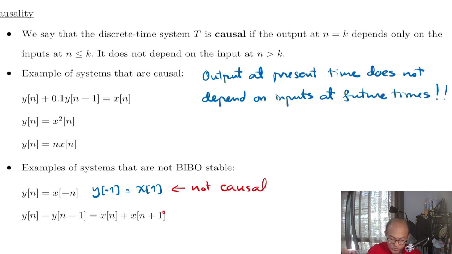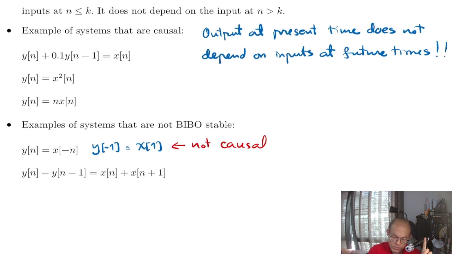This one as well is not causal, because the output at n, which is the present, depends on the input at n minus 1 and n plus 1, which is future. So this is present, and this is future. The value of the present in this case depends on the value in the future, so it is not causal.